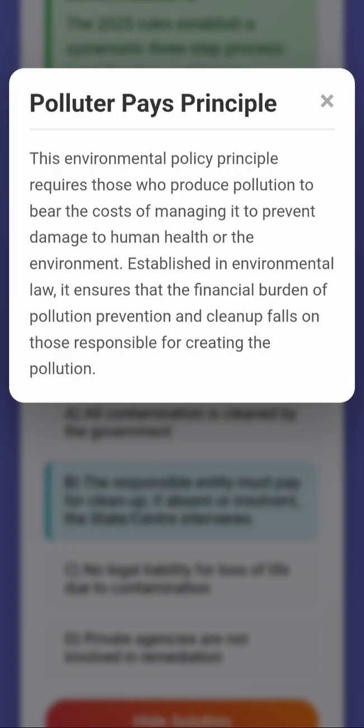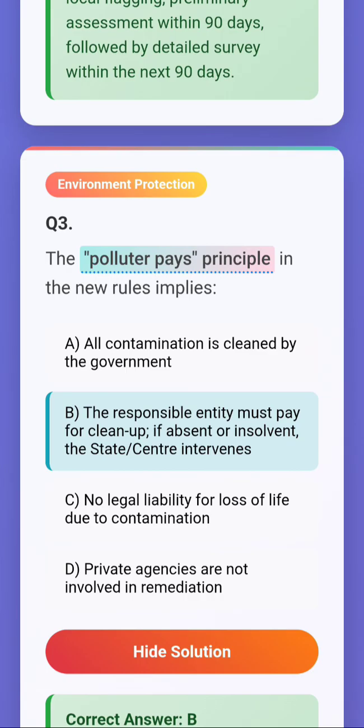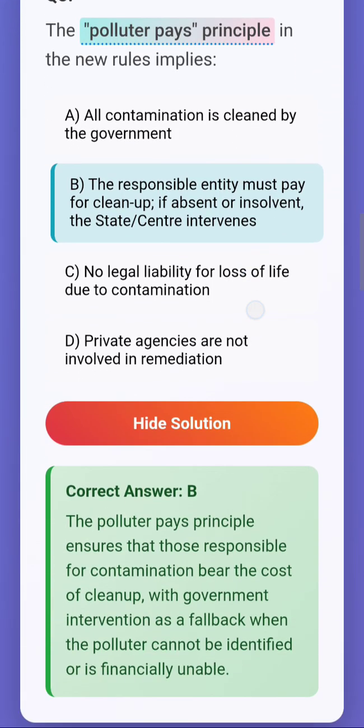use it for 10 years, throw it. It is the responsibility of producer now. Okay, Nokia will take care of Nokia waste mobiles, it will take it and recycle it. That is extended producer responsibility. So the answer here will be B. The responsible entity must pay for cleanup. If absent or insolvent, the state or center intervenes through some legality.